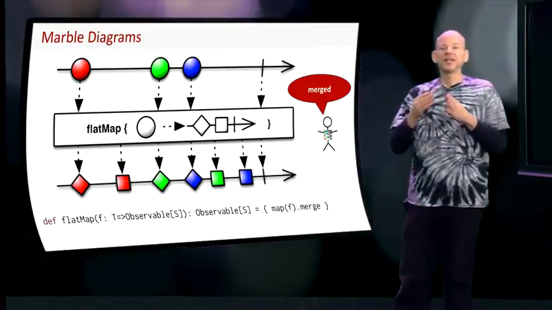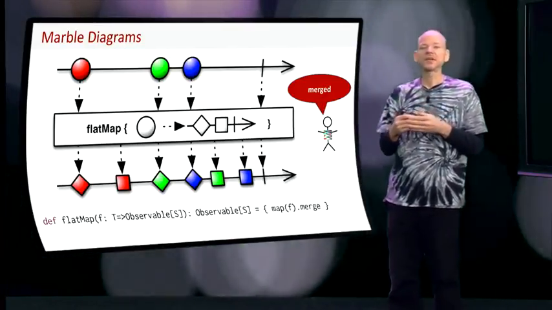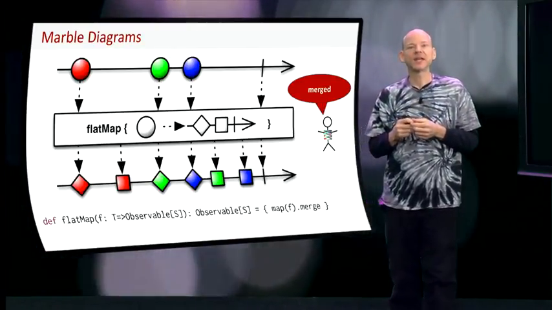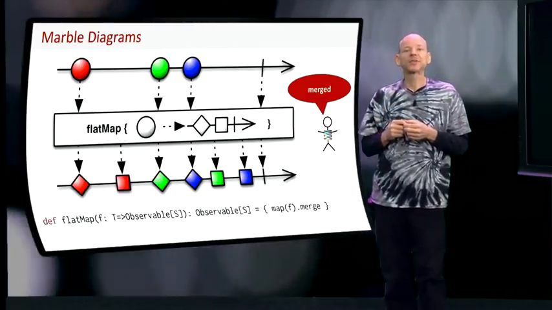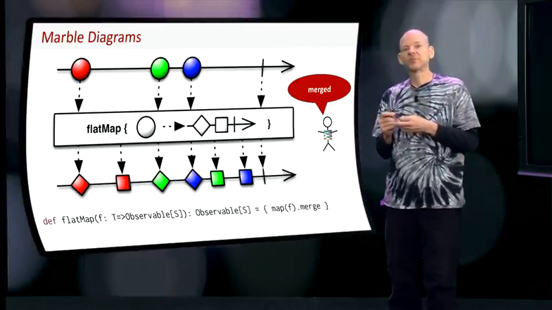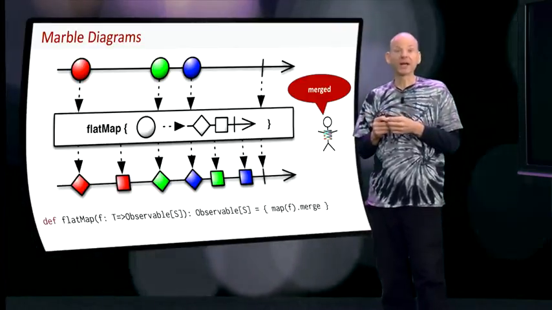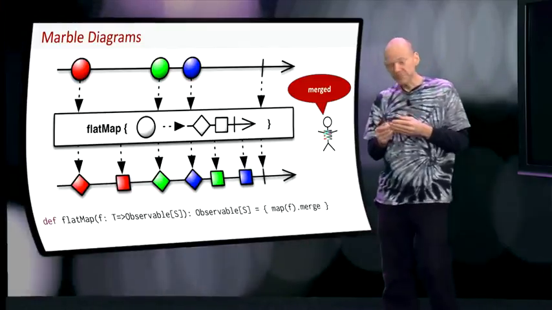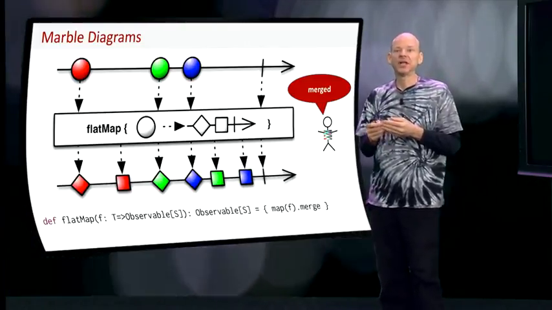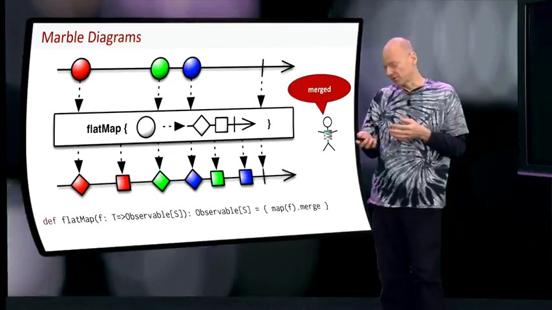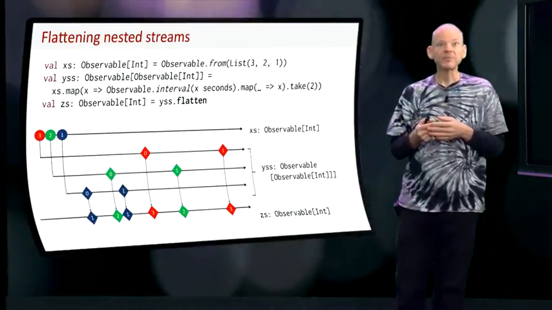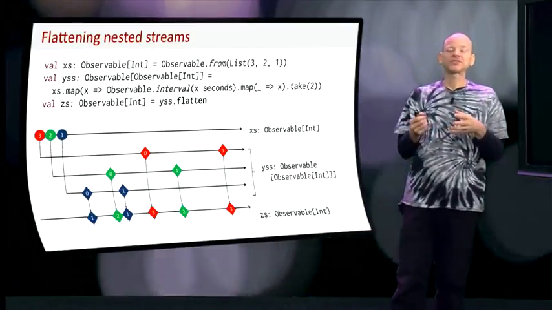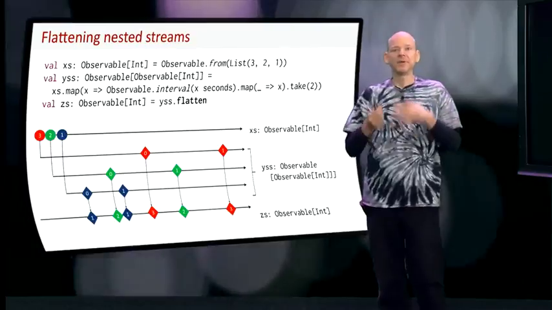And what you see here is that the outputs get merged together, but the order of the individual streams is maintained. So you see, for example, there the green diamond comes before the green square, and that's always the case. So if you look at the definition of flat map in observable, it's really defined as a map followed by a merge. Here's another example that explains how nested streams are merged, and let's look at that.